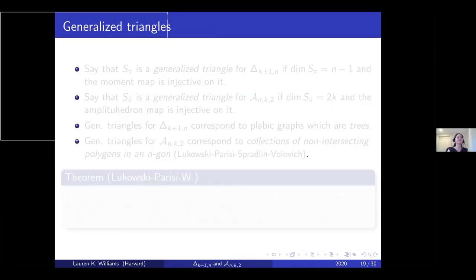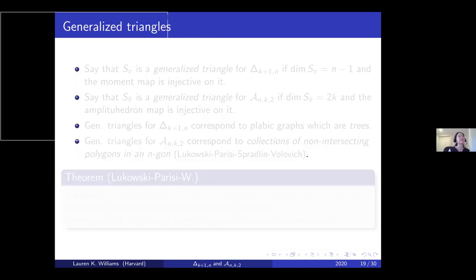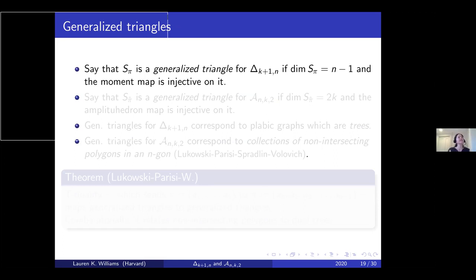Okay, so we have rather compelling evidence for this conjecture. So I'll say a few words about that. I want to talk about what have been called generalized triangles. So we'll say that S_pi is a generalized triangle for the hypersimplex if the dimension of this cell is n minus 1 and the moment map is injective on it. So these generalized triangles are the cells that you want to use in your triangulations.